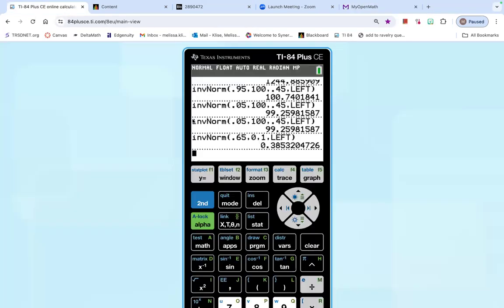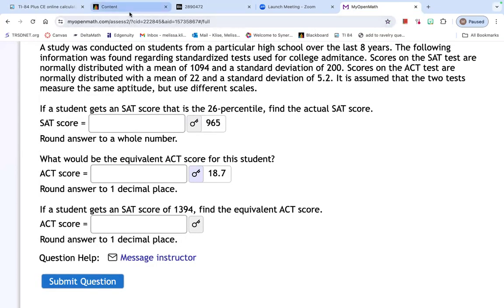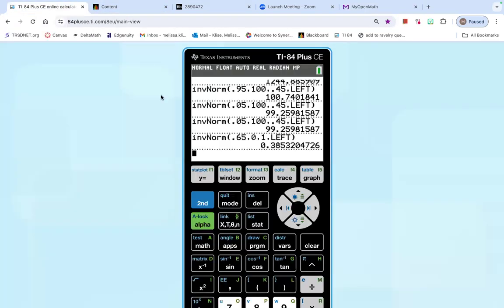Okay, so I didn't write down what the actual SAT score was. That would have been smart. Okay. I seriously have not a lot of brain power today for some reason.